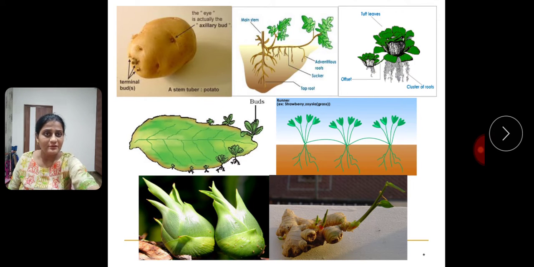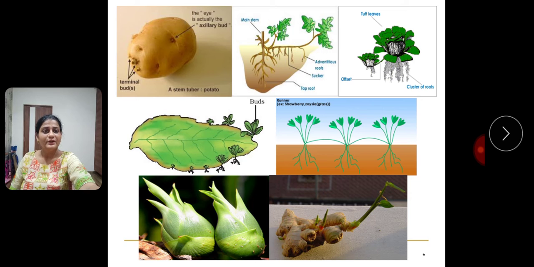Okay, then this is about the runner. You can see from one parental body above the ground, the stem is modified. Oh, sorry, this is a creeping stem. So it produces adventitious buds, and then the new plant is developed. This is the bulbil of agave, and with the help of this bulbil, a new plant is developed.